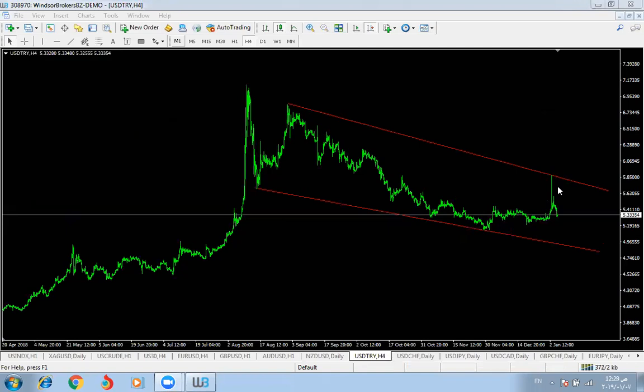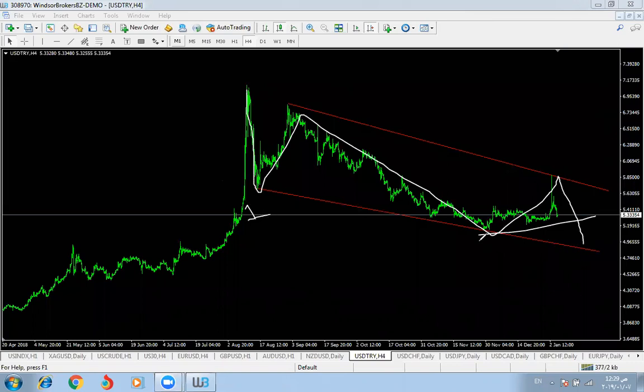So sustainability is very important for the price. Otherwise, we have to reconsider our corrective structure and our patterns. The only pattern that suits the price action is a contracting leading diagonal. So we have to see 1, 2, 3, 4, 5, and then we can join wave 5 to the downside.